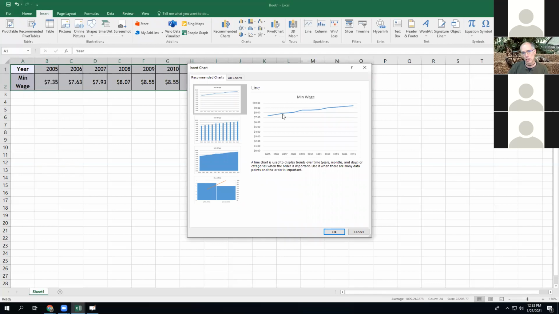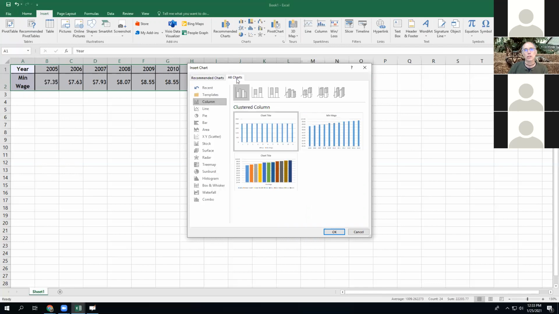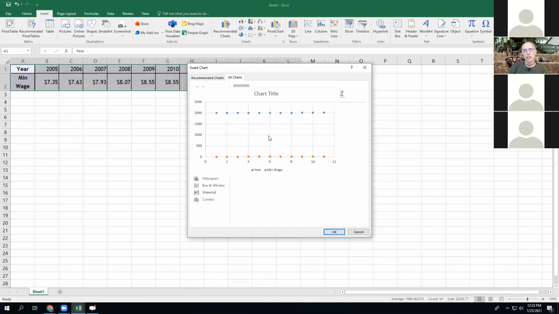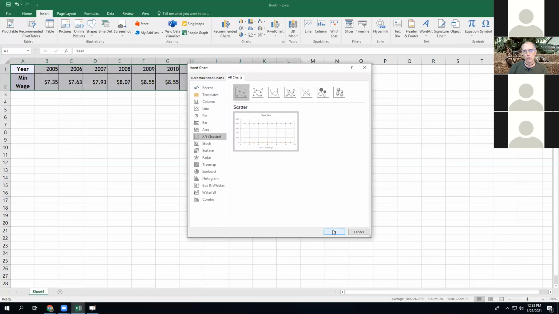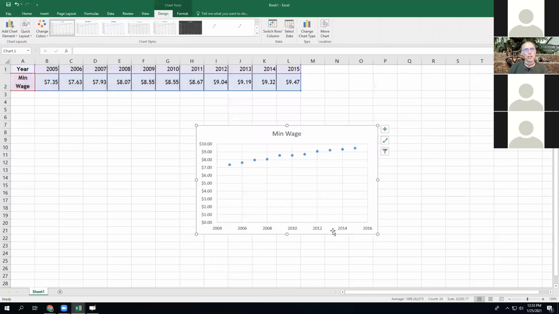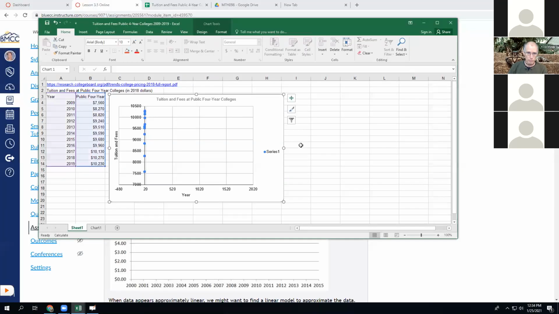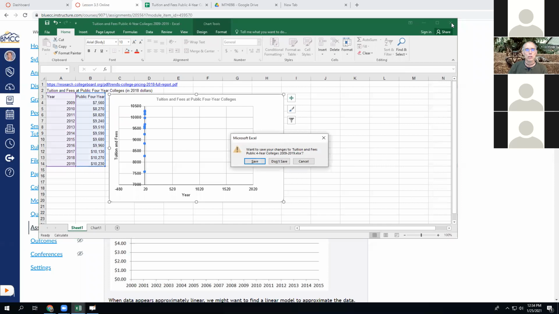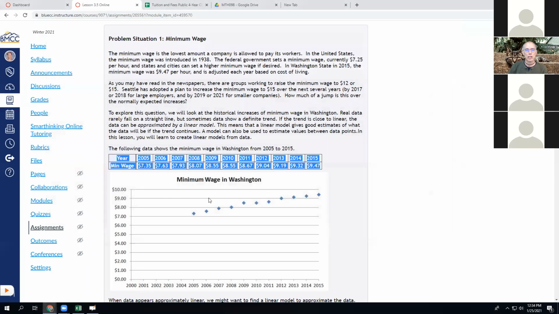Now, I didn't want a line graph here. I wanted just points. So then I have to go over to all charts, and then I want scatter. And then that doesn't look quite right, but I'm going to hope it does once I hit OK. Okay, it fixed itself. So there's that set of points. The only difference between my version of the graph and the one shown in the problem is that they started in year 2000.